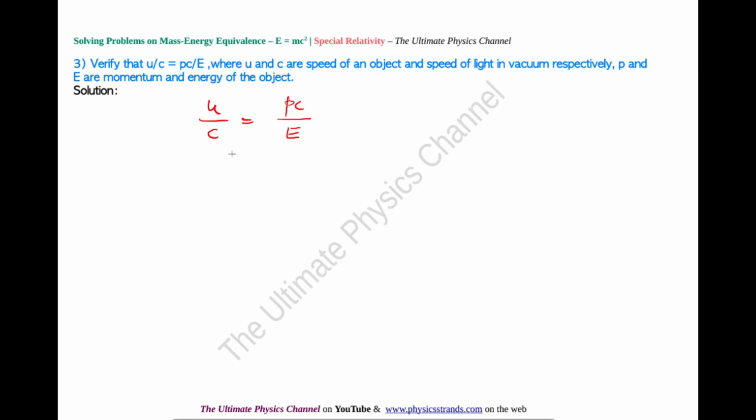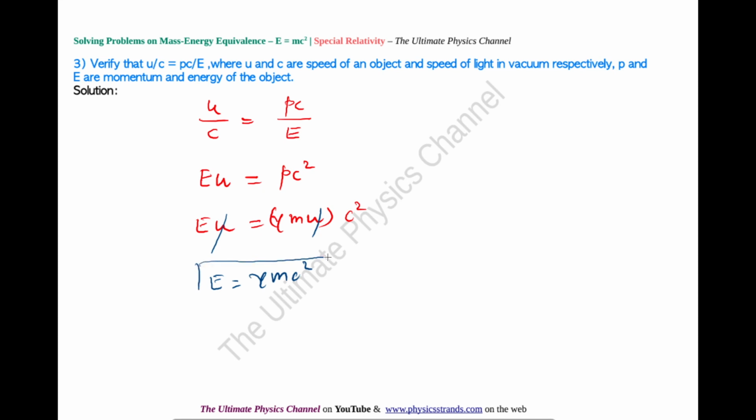So if I just cross multiply the terms, I get Eu is equal to pc squared. Here p can be expressed as gamma times mu. c squared is Eu. So here the common factor is u. So the energy becomes gamma m c squared, which is the expression for total energy in relativity. So since this is true, this expression must have been true. So that is verified.